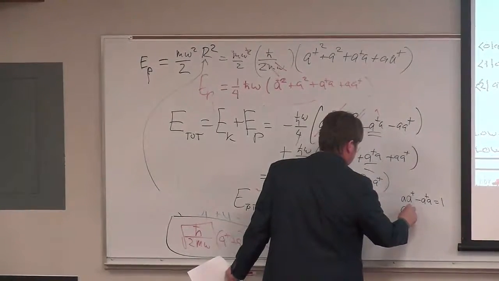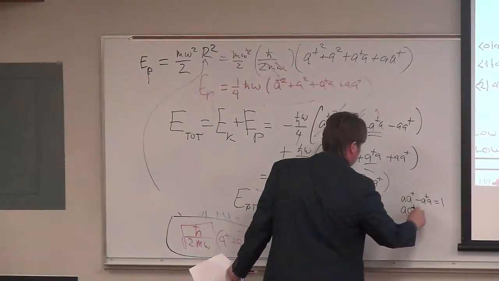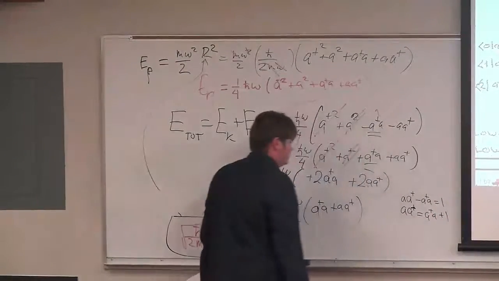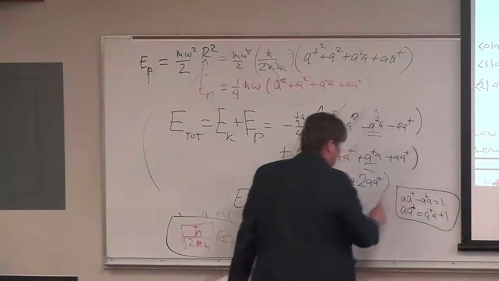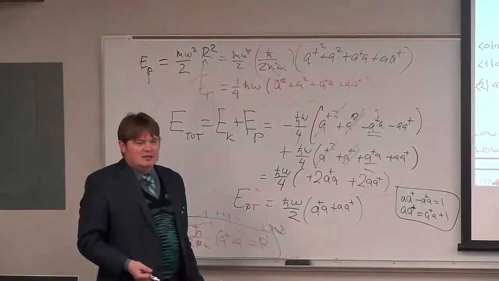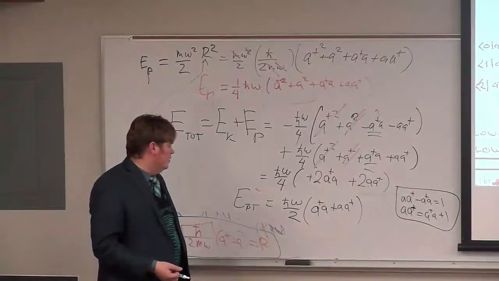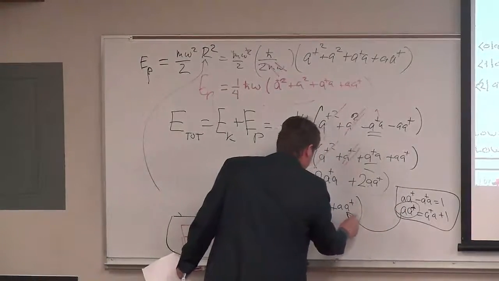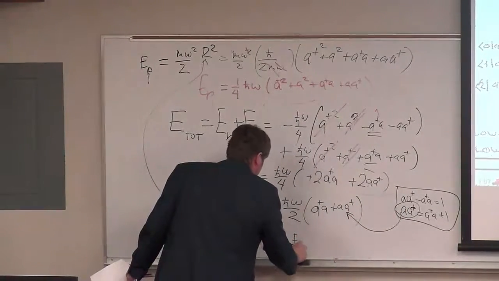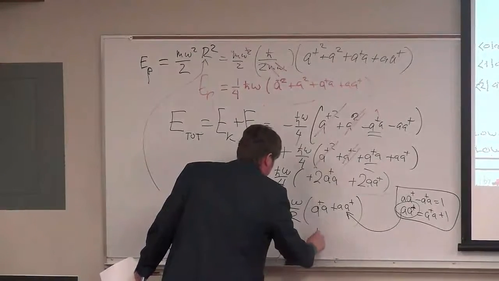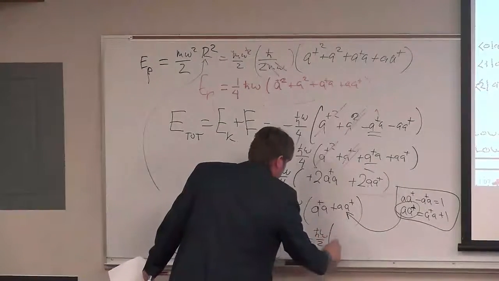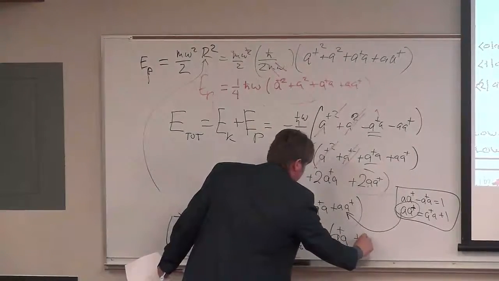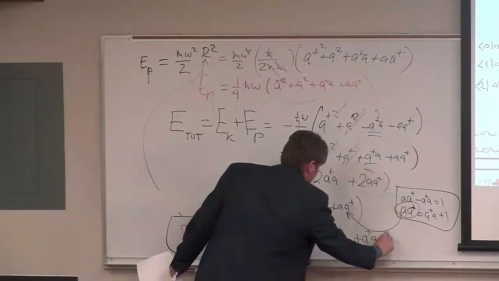Which means a dagger equals a dagger a plus 1. So if we plug this expression in here, then your total energy will be h bar omega over 2 times (a dagger a plus a dagger a plus 1).